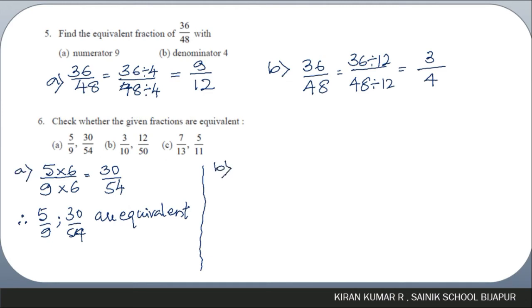In the second one, when 3 by 10 is there, if I multiply with 5, I'll get 15 by 50. So it means 3 by 10 and 12 by 50 are not equivalent.